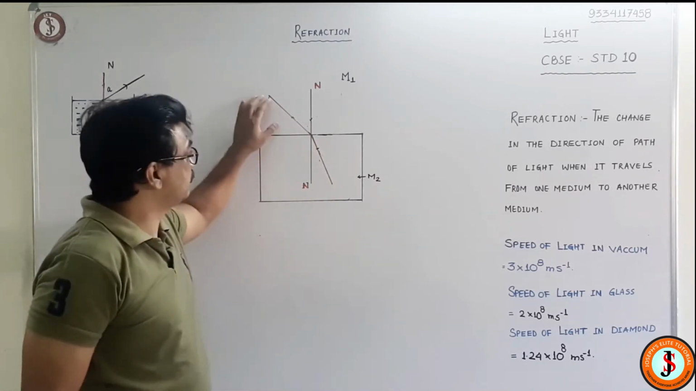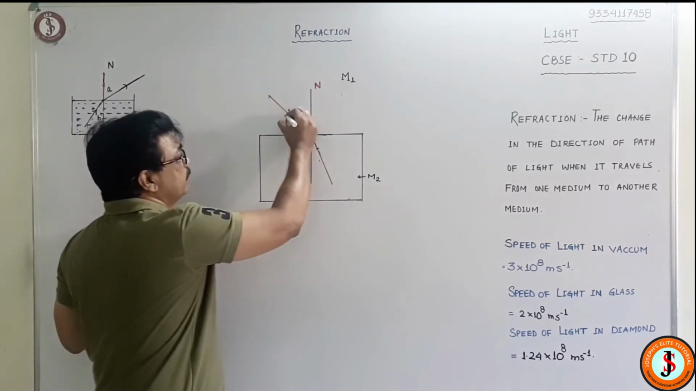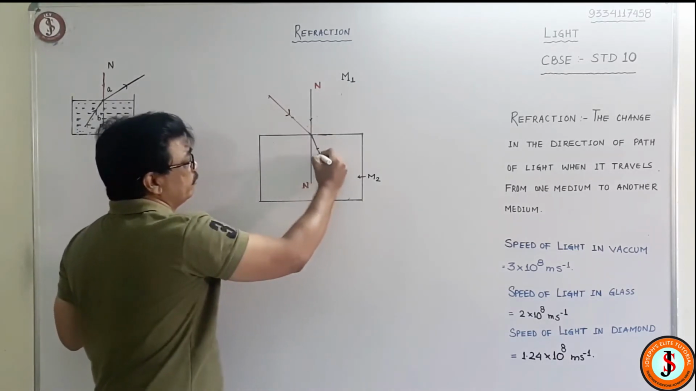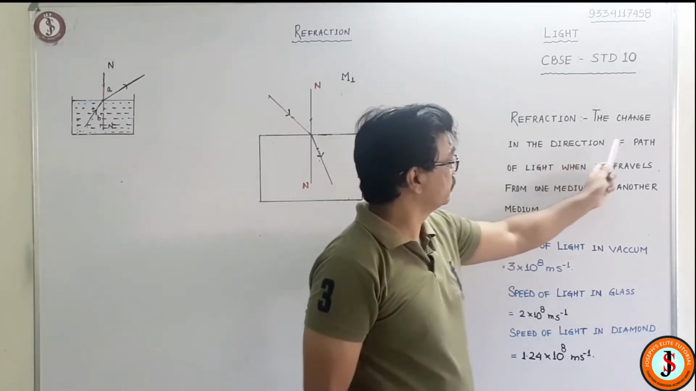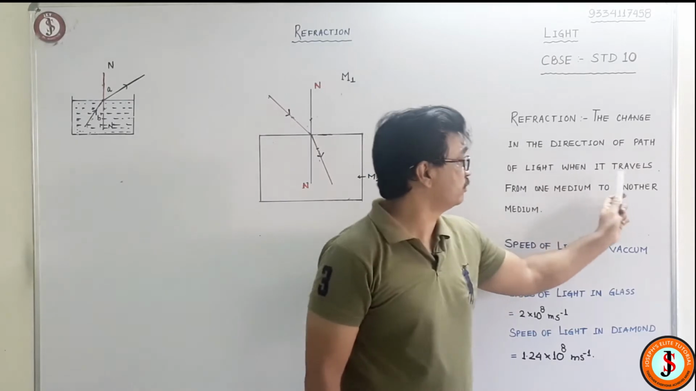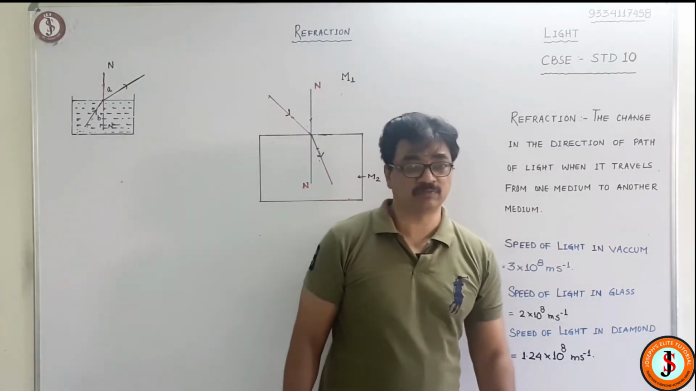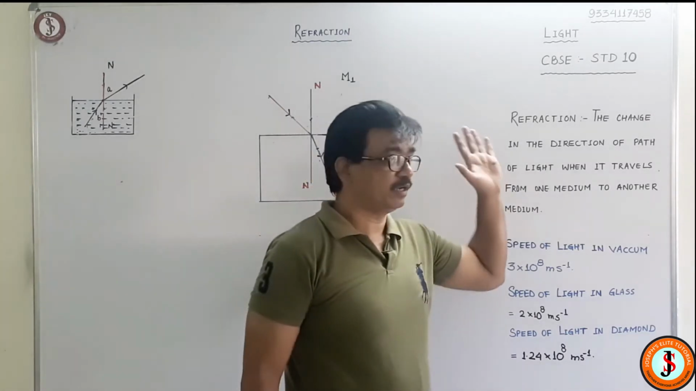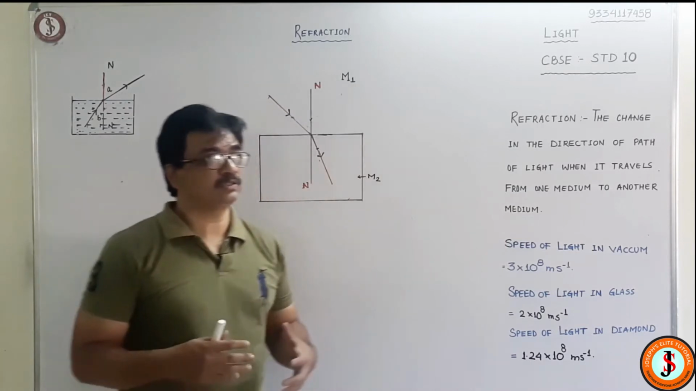So the change in the direction of the path of light when it travels from one medium to another medium is called refraction. Here it is written: the change in the direction of the path of light when it travels from one medium to another medium is called refraction, the bending of light when the light is incident obliquely. So that is known as refraction.